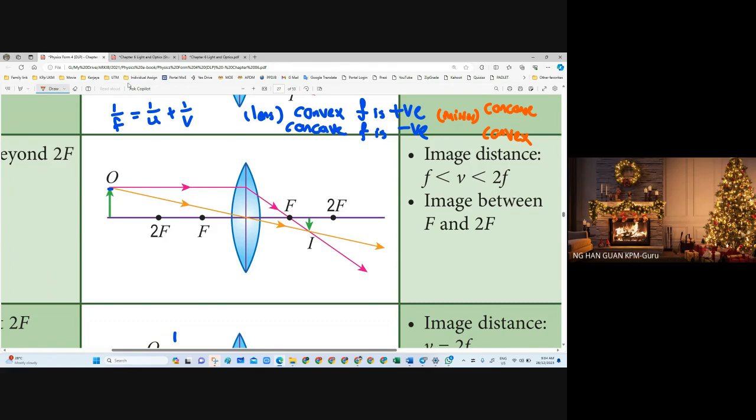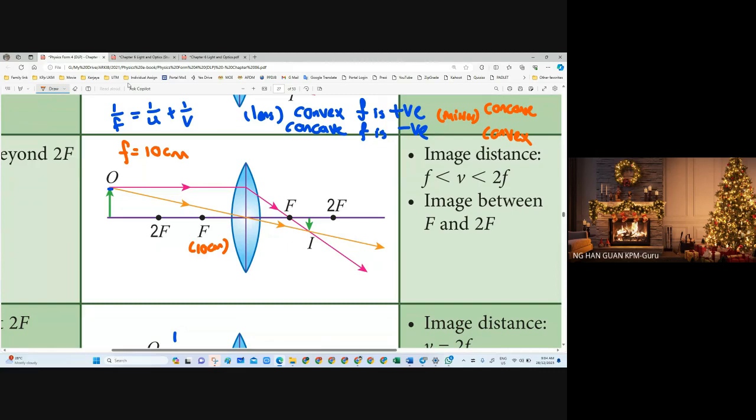Okay, so for the rest, now we do the calculation. How will you do the calculation for U more than 2F? You simply put any F as your focal length. Let's say I assume my F is 10 centimeter. It means for the object distance, we just put any object distance more than 20, because it is more than 2F.